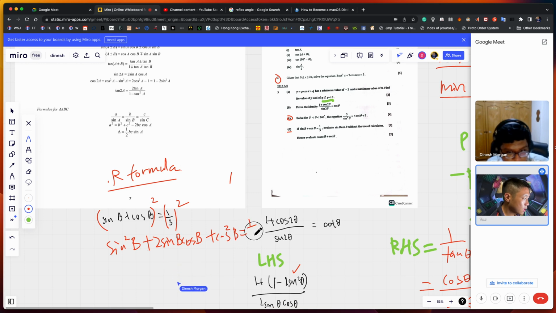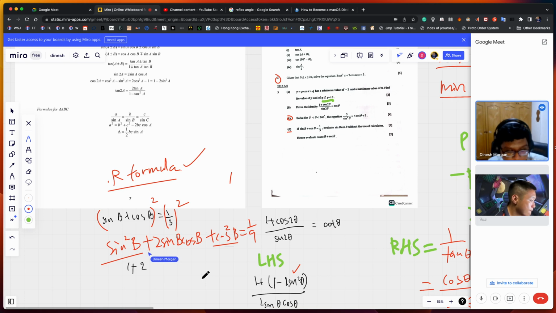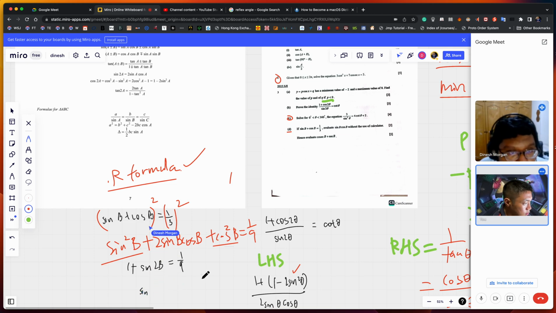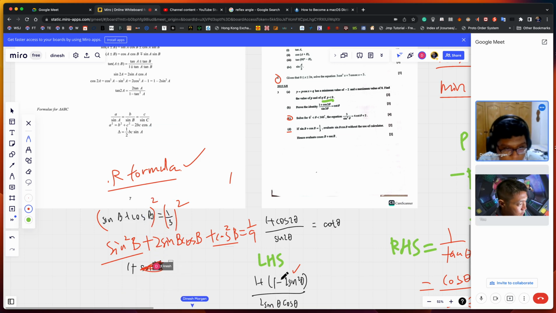Better than the one I wanted to try. So this one is one, plus sine 2b. This is the right way. But what they want is sine b and cosine b. You don't even need to write this way. I thought they wanted the value.